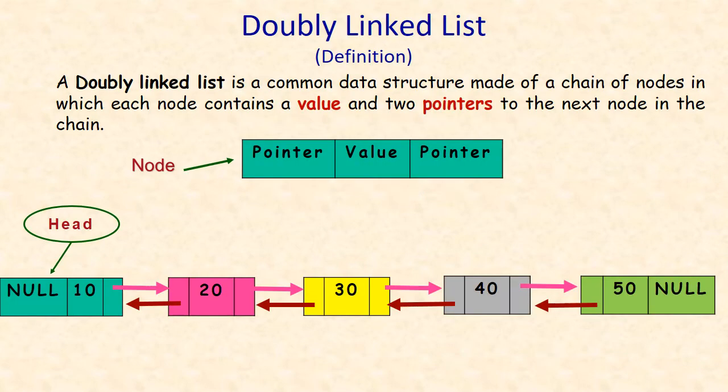Before going into this, let me define double linked list. It is a chain of nodes. Each node consists of a value and two pointers. One pointer points to the previous node and another pointer points to the next node. I mean, the pointers hold the address of the previous node as well as the address of the next node.